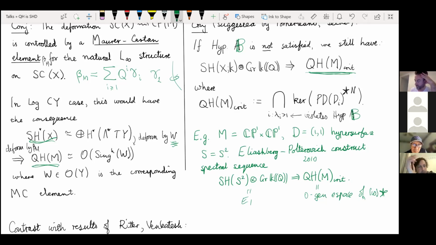So you need to make sense of these statements and check that there are enough objects and all the rest of it. But it's kind of saying that there's just this one Maurer-Cartan element beta M, which describes this deformation process on the symplectic side. So if you take the corresponding Maurer-Cartan element, which is just this function W on the mirror, then you get the corresponding deformation. As long as there are enough objects to generate the category, you're okay.